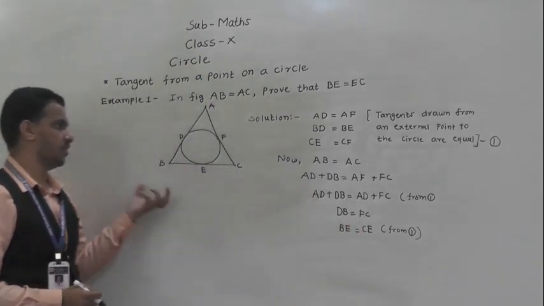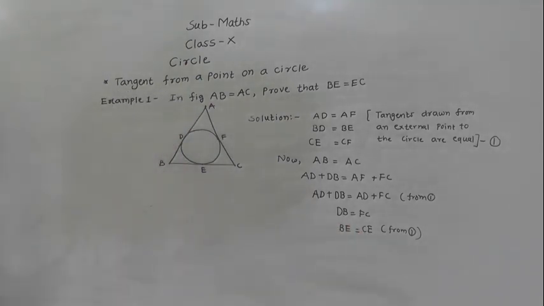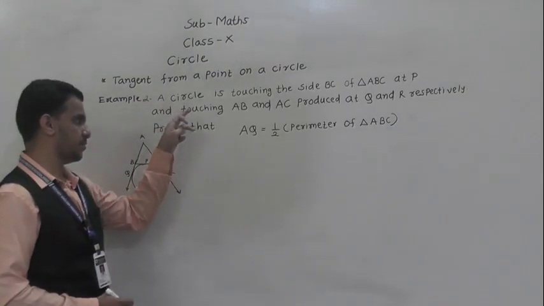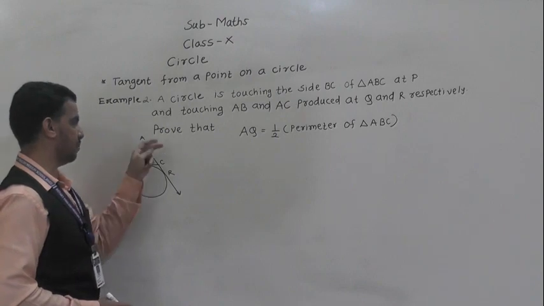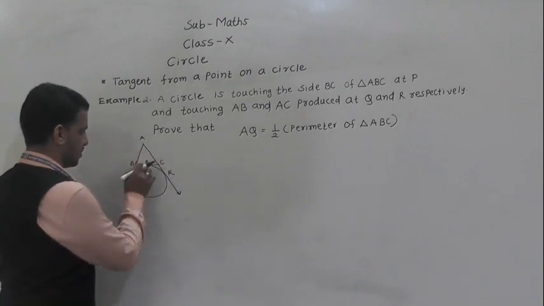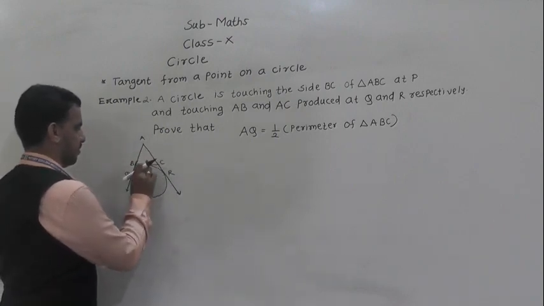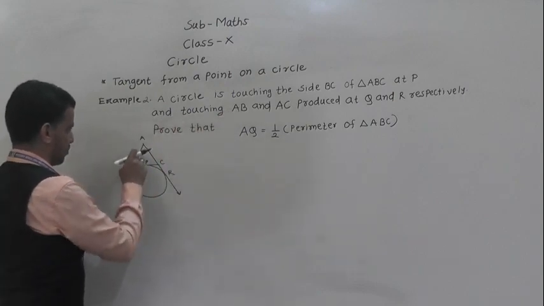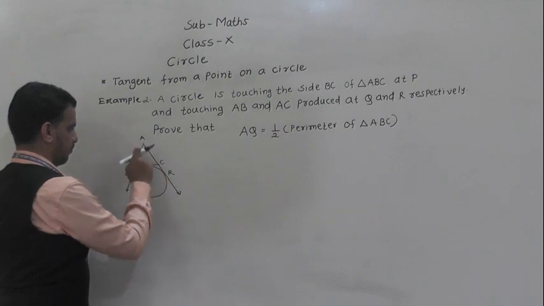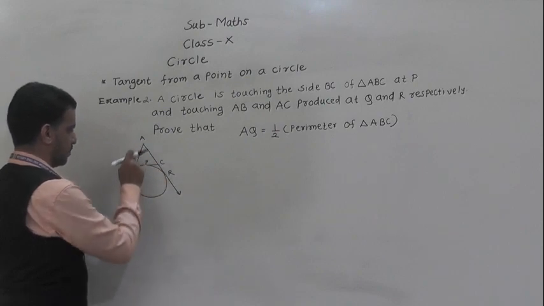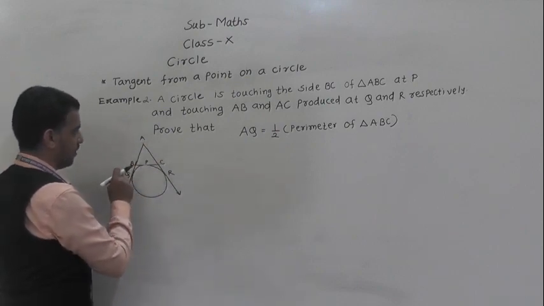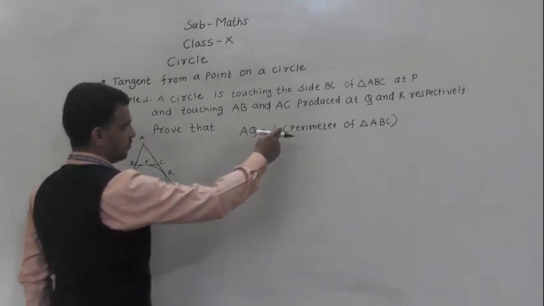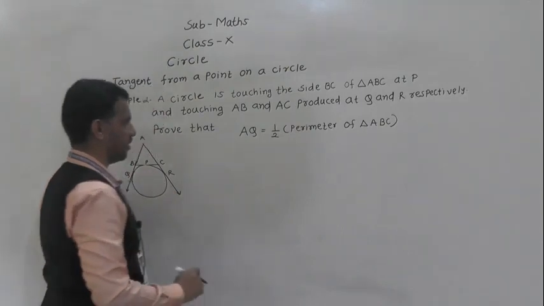Okay, now we will take the second example. Second example is: a circle is touching the side BC of triangle ABC at P. So the circle is touching the side BC at P and touching AB and AC produced. So AB and AC, if we produce them, then the circle touches AB and AC produced at points Q and R. We have to prove that AQ is equal to half into the perimeter of triangle ABC.